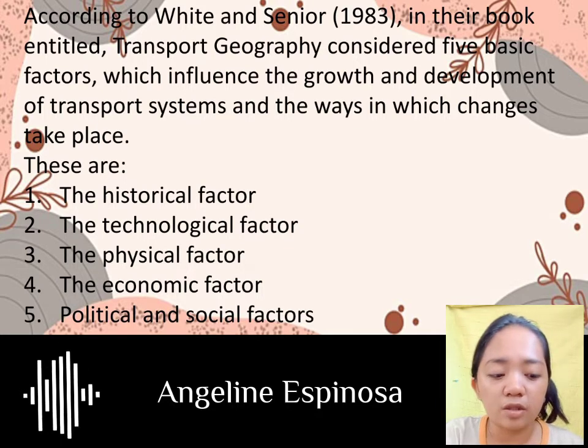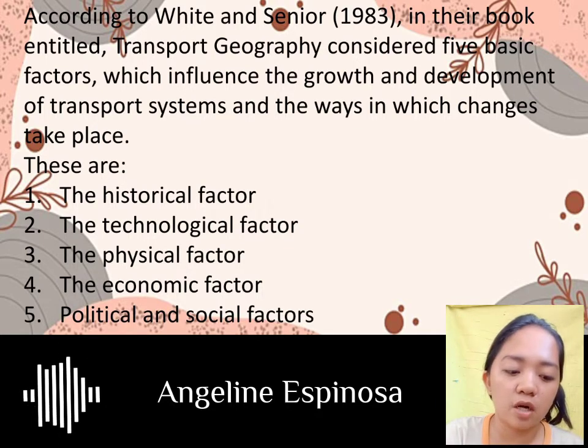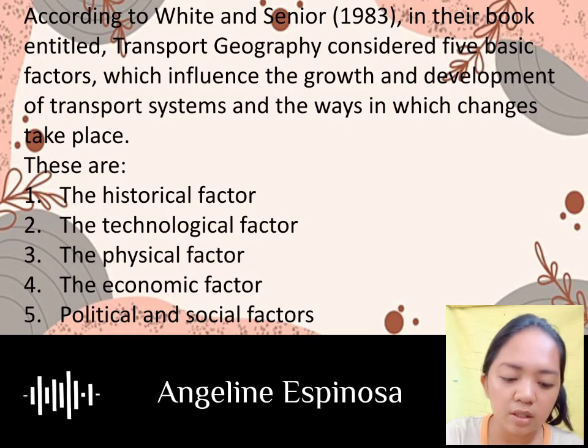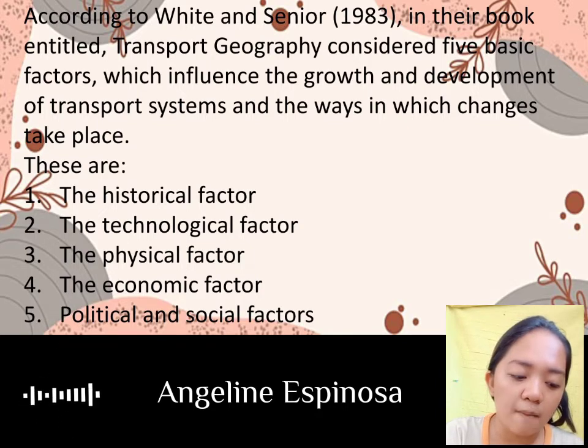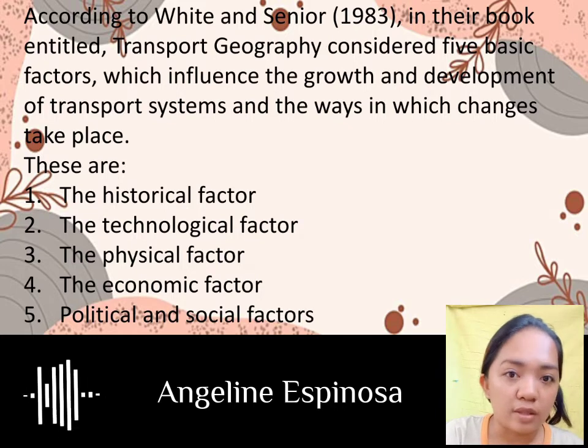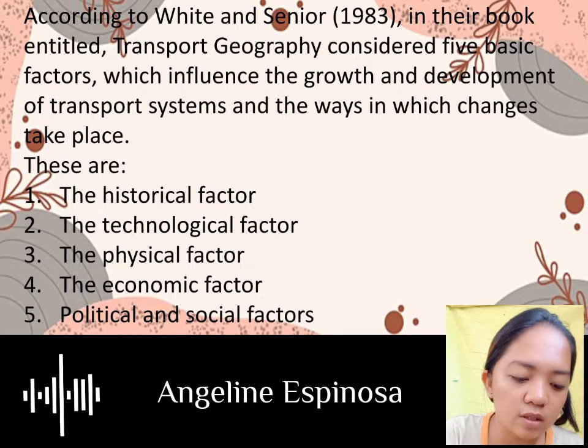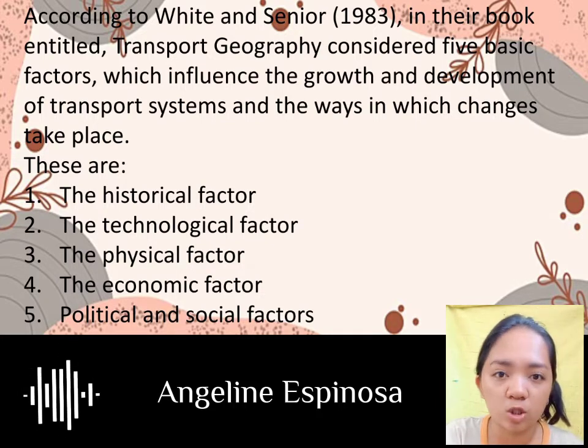The second one is the technological factor. The characteristics of technology of each major transport mode are considered together with a discussion of the effects of technological advances. The third one is physical factors. This includes physiographic control upon route selection and geological and climatic influences. The fourth one, economic factors. The structure and nature of transport costs are examined together with the service, quality, and method of pricing and charging.